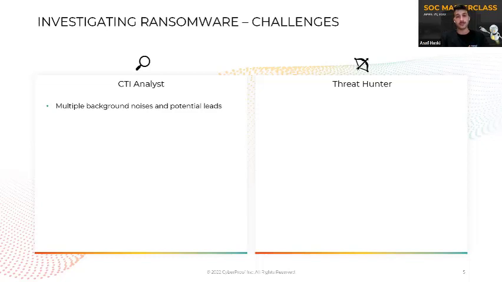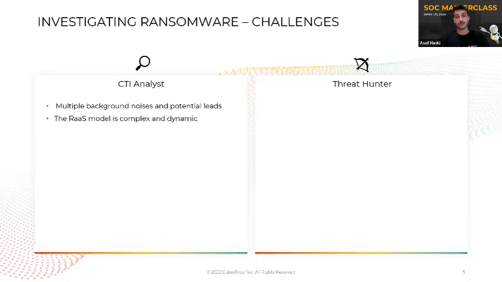First, you need to know that during a ransomware investigation, the CTI team usually encounters multiple potential leads and background noise. Some of them are planted on purpose by the attackers to distract and slow down the incident investigation and remediation. Therefore, CTI teams should be very focused and work via a predefined strategy when handling such an attack.